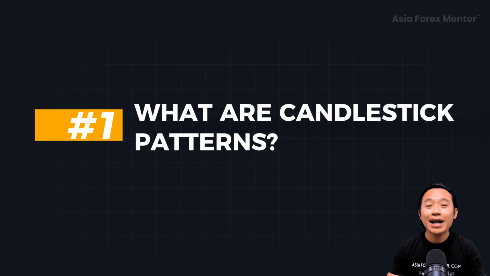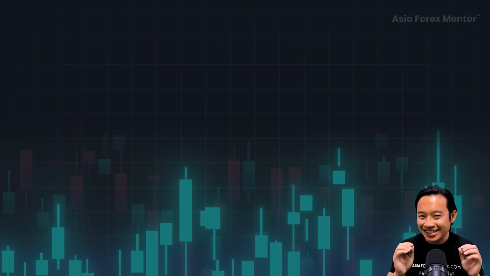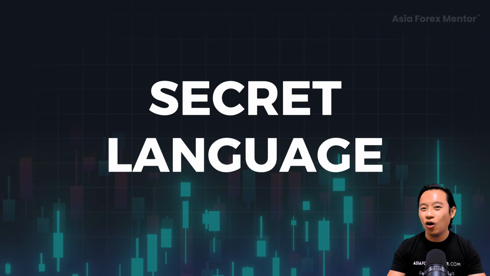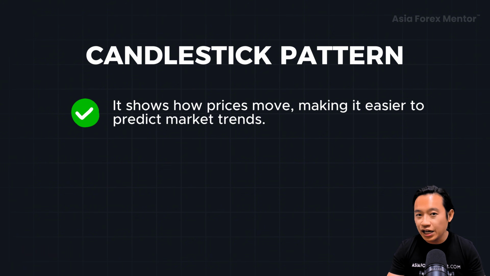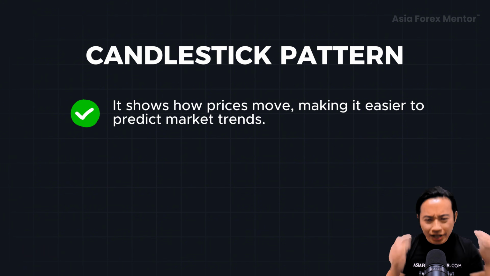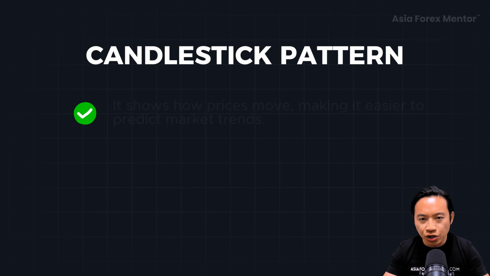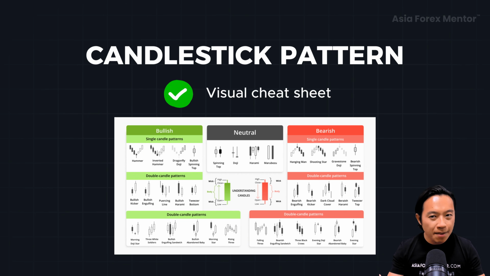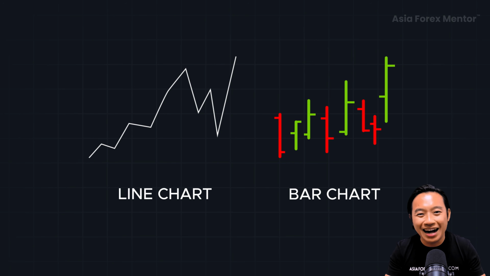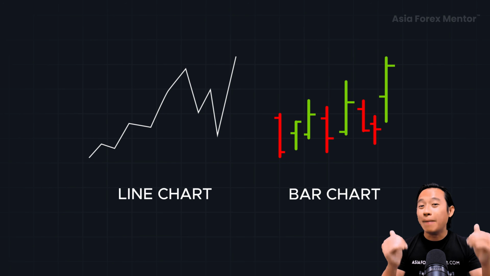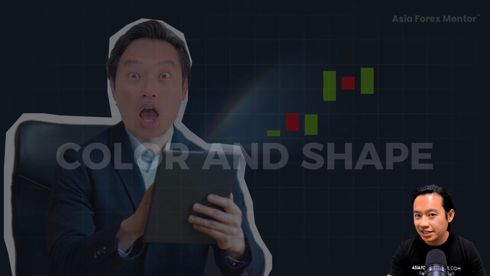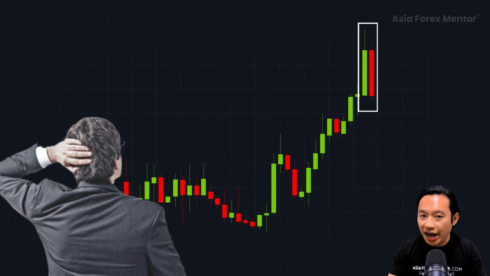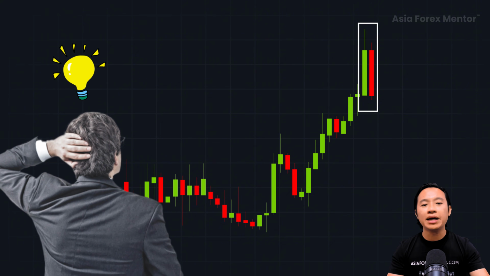First off, what are candlestick patterns? Candlestick patterns are like a secret language for traders. They show how prices move and make it easier to predict market trends. Think of them like a visual cheat sheet that's way better than the boring bar or line chart. By looking at the colors and the shapes of the candlesticks, traders can spot trends and figure out what is coming next.